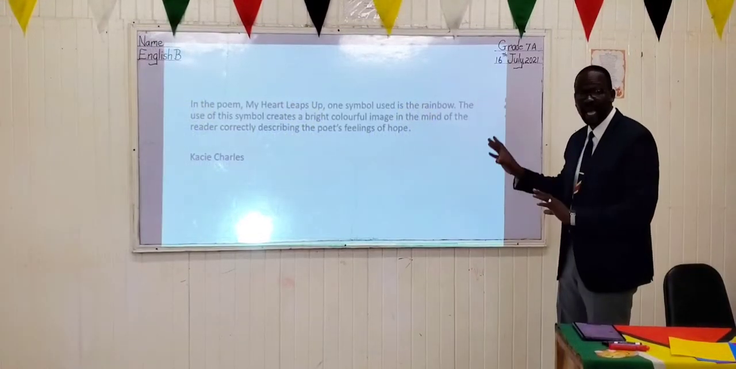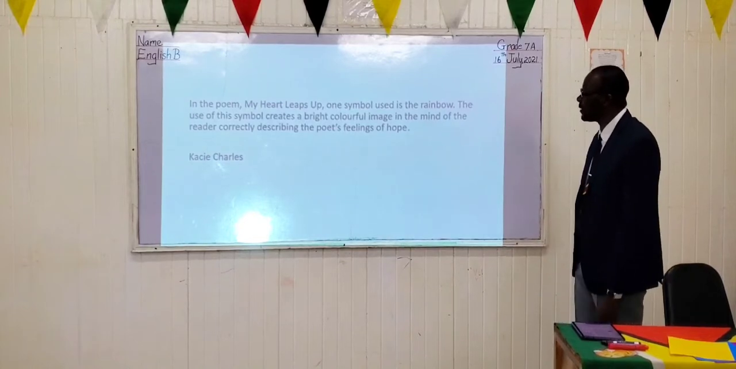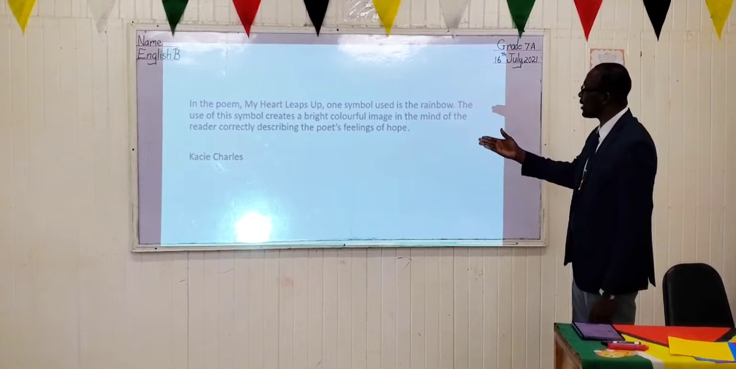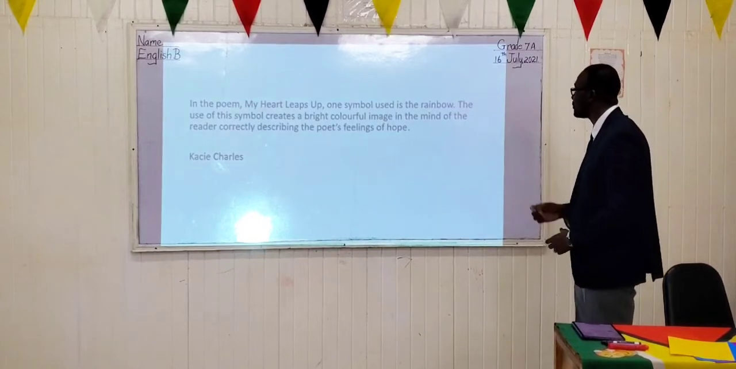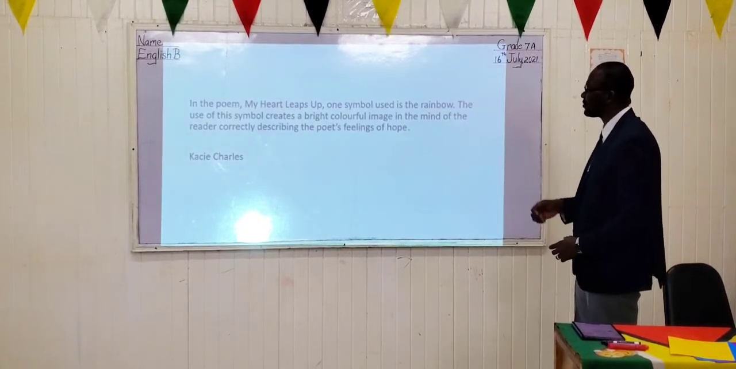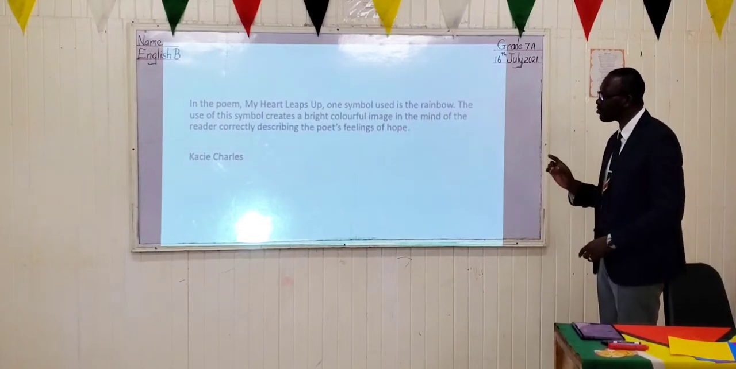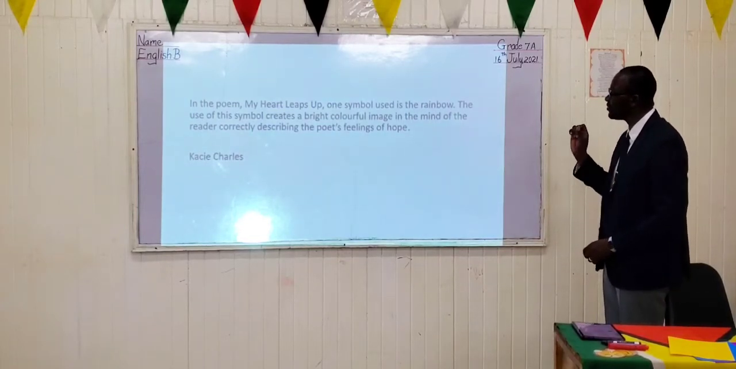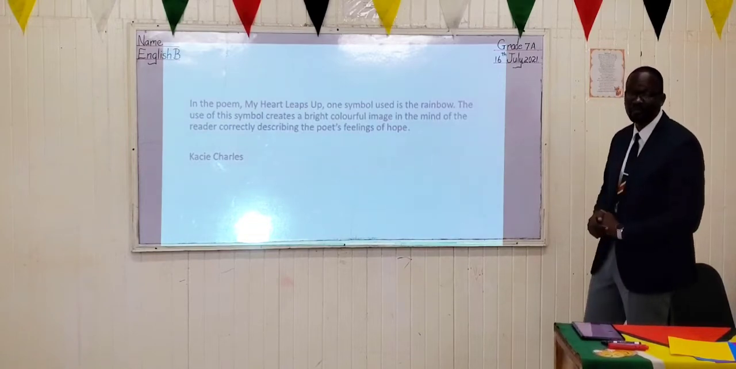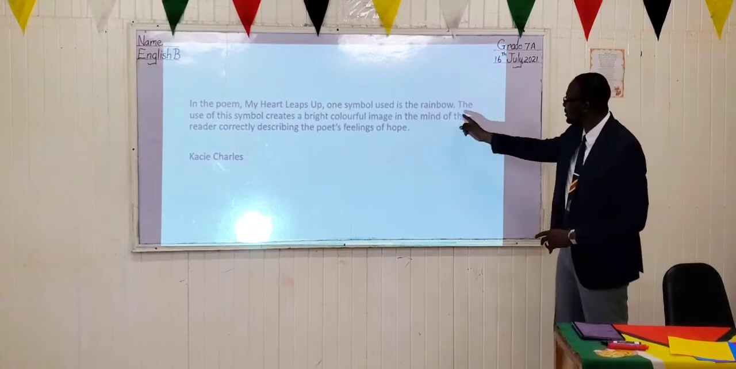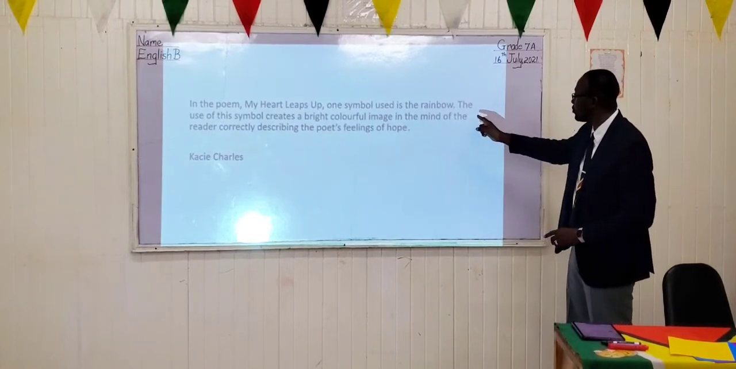Casey volunteered and submitted her work online, and here's a copy of it. She says, in the poem, My Heart Leaps Up, one symbol used is the rainbow. The use of this symbol creates a bright, colorful image in the mind of the reader, correctly describing the poet's feelings of hope. And Casey, I must say to you, good job. This is correct. She got the symbol right, and of course our explanation.